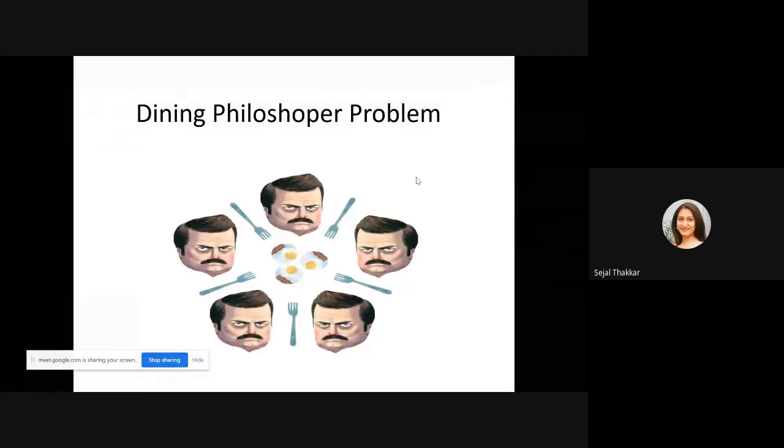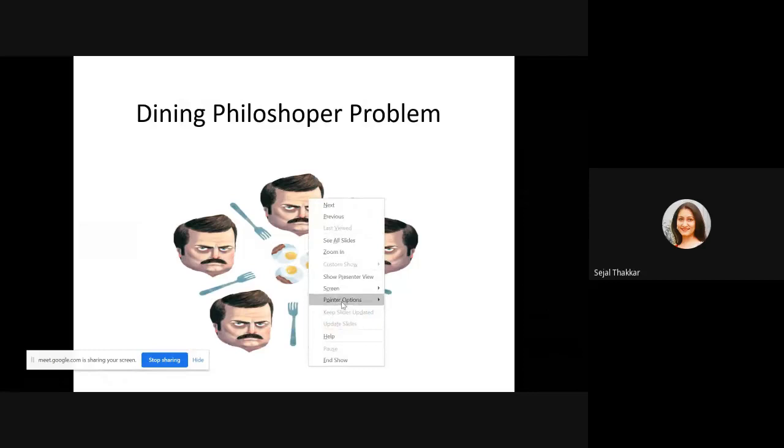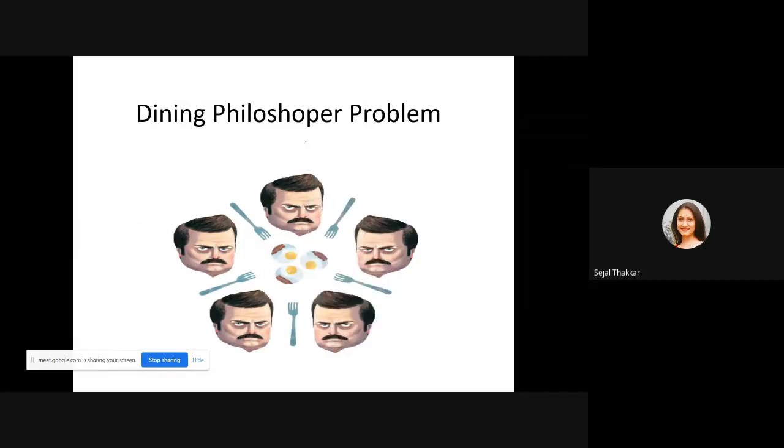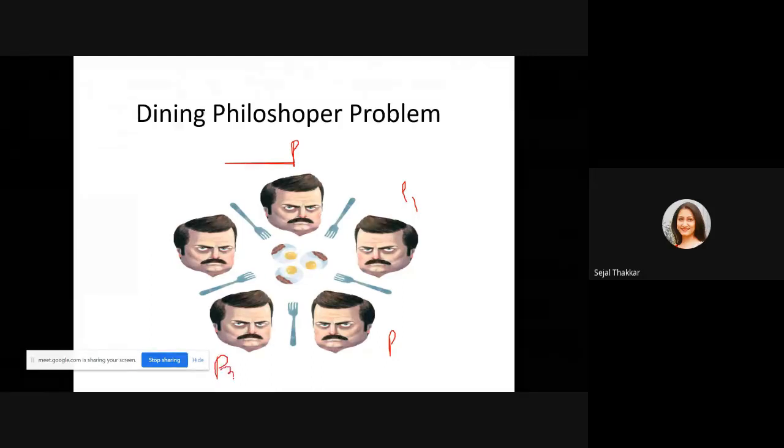The problem of interprocess communication we will discuss is the dining philosopher problem. You can see in this image there are 5 philosophers: P0, P1, P2, P3 and P4. These are the dining philosophers, right?